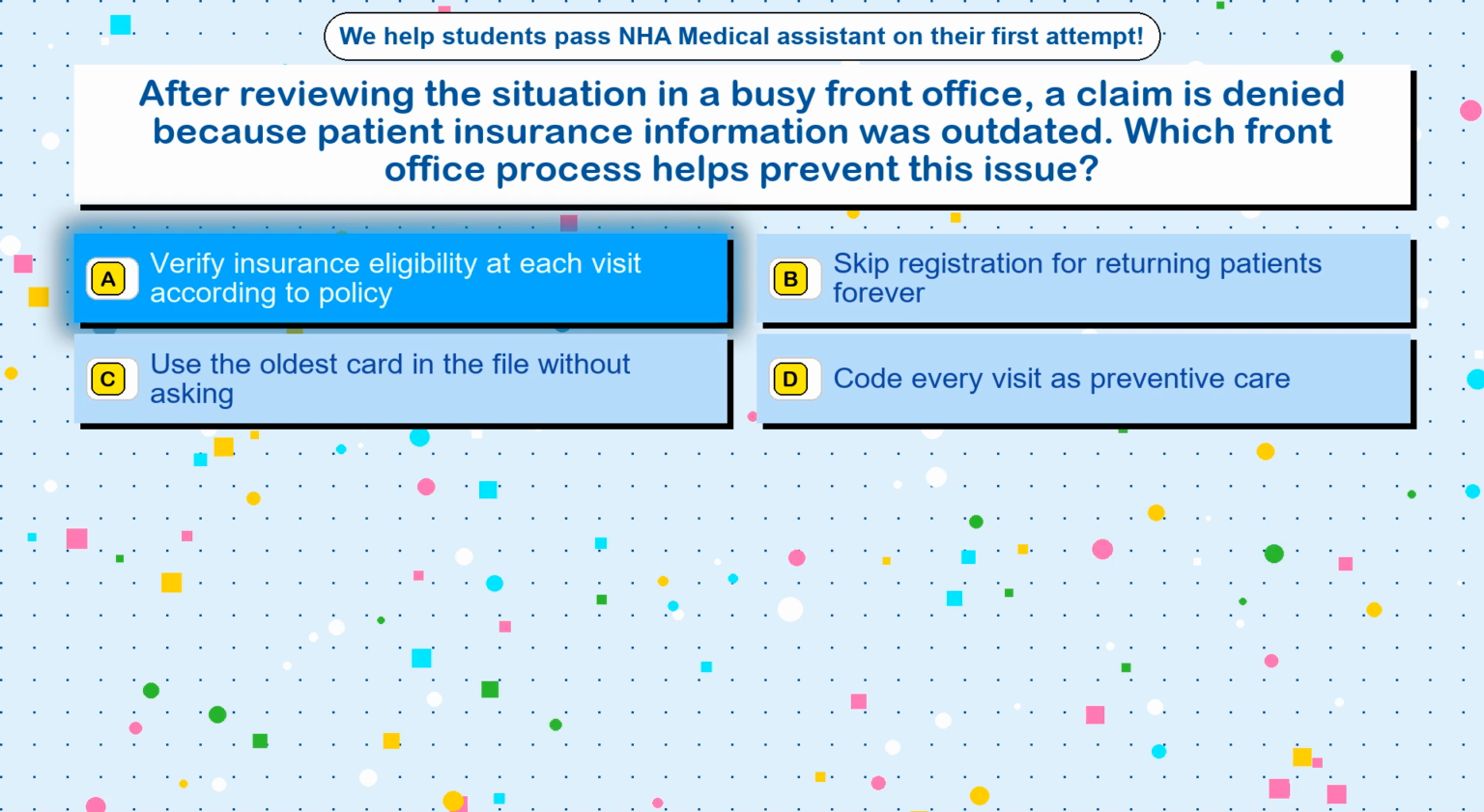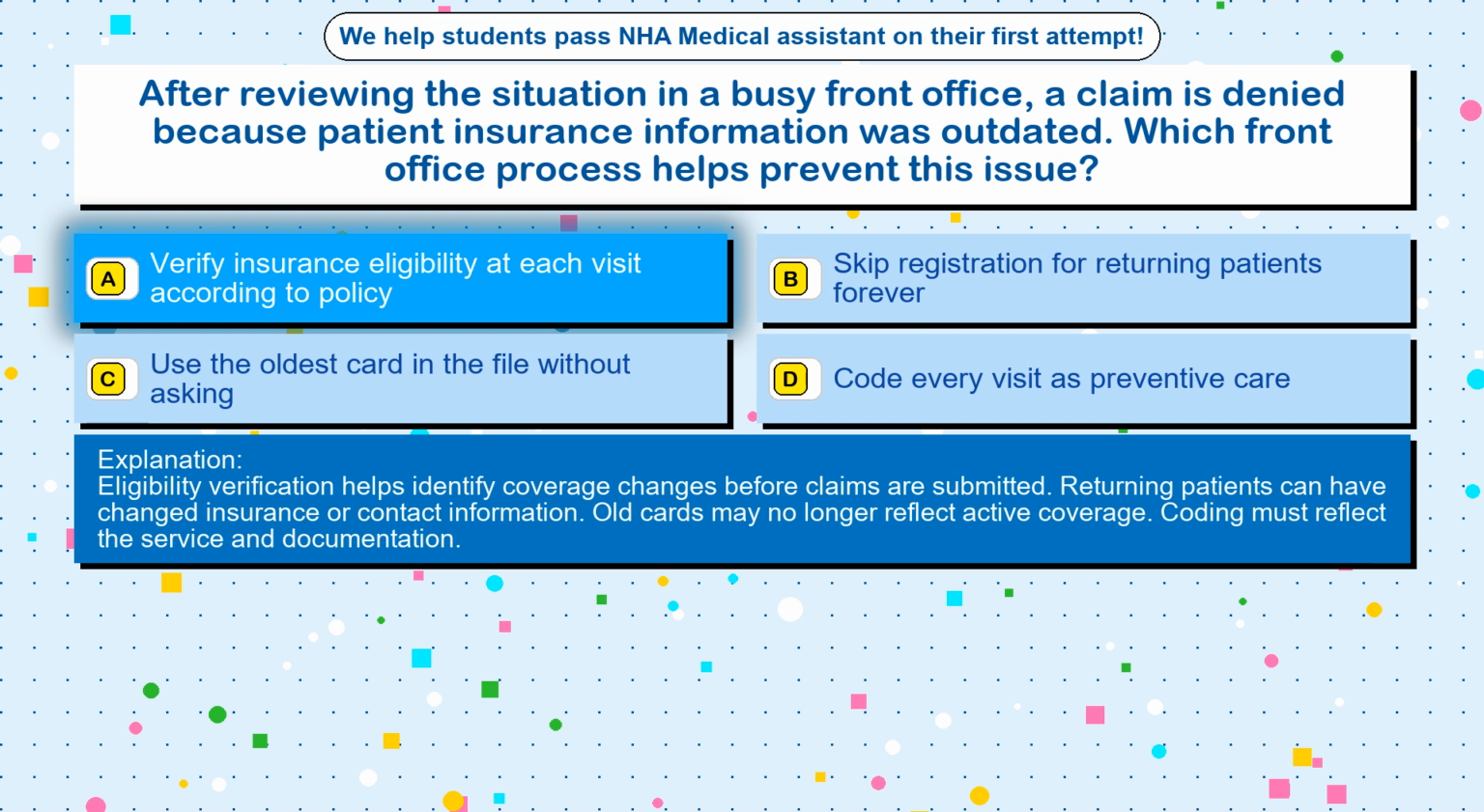The correct answer is option A, verify insurance eligibility at each visit according to policy. Eligibility verification helps identify coverage changes before claims are submitted.